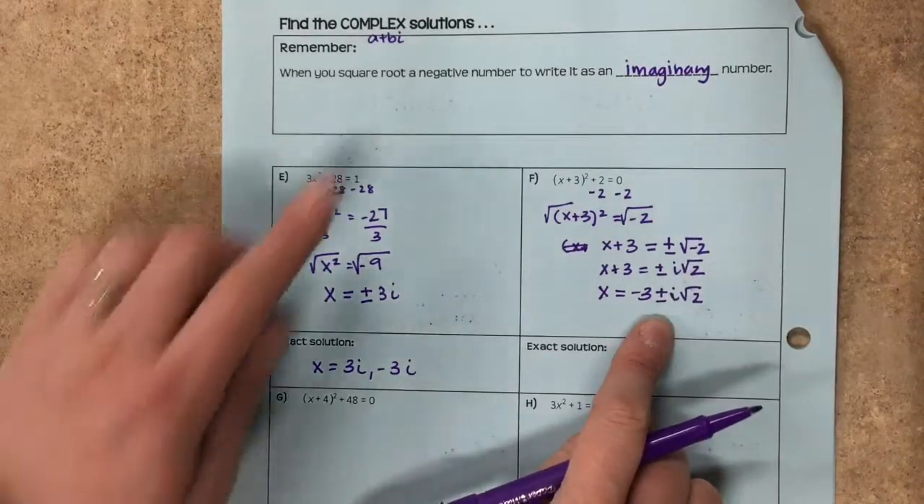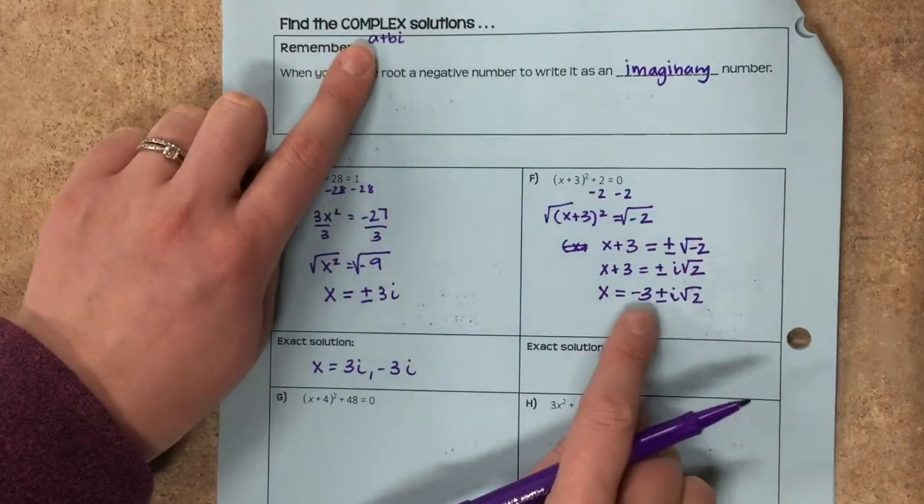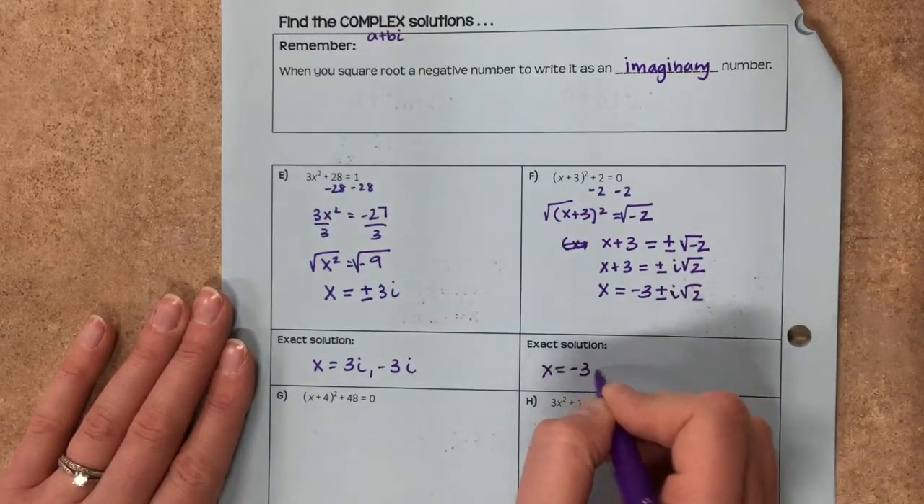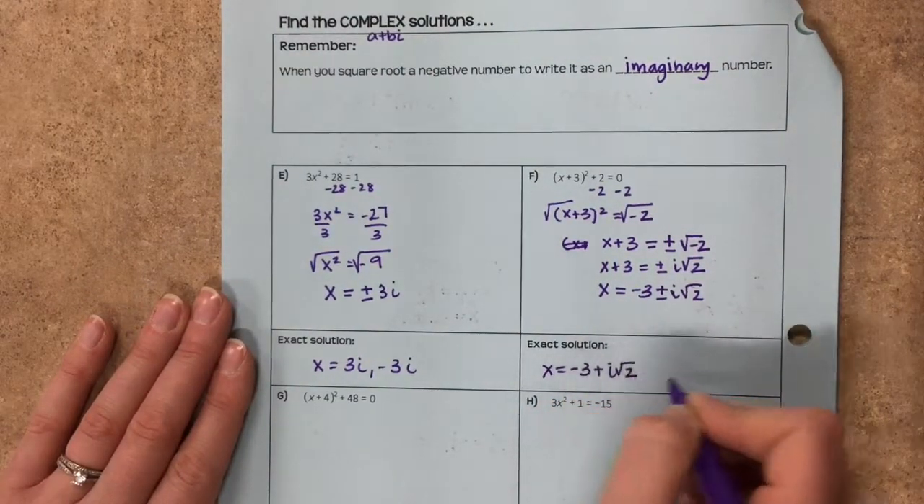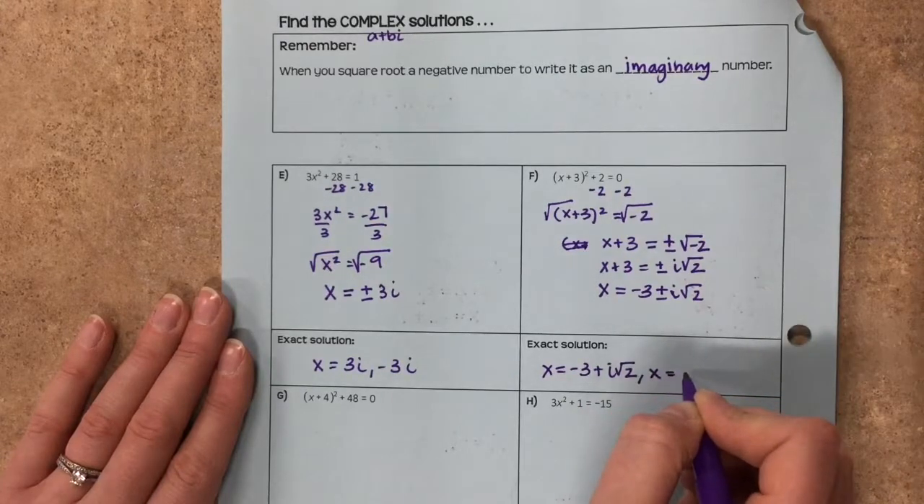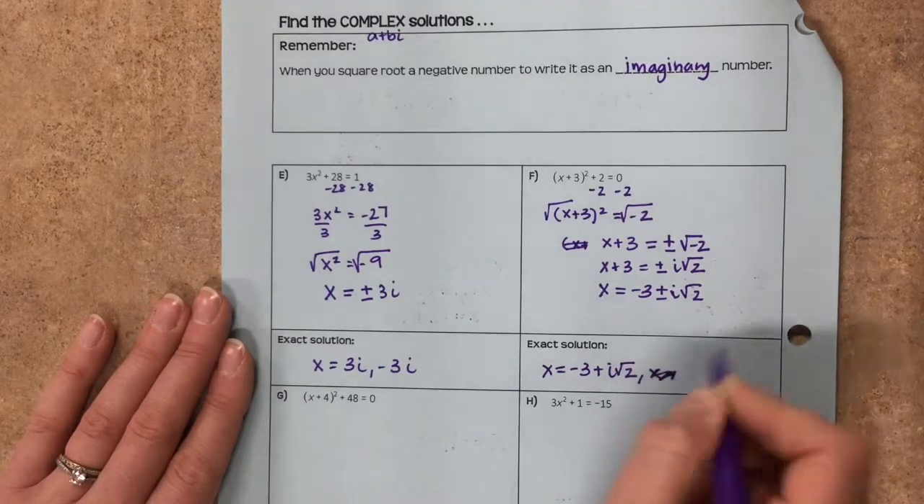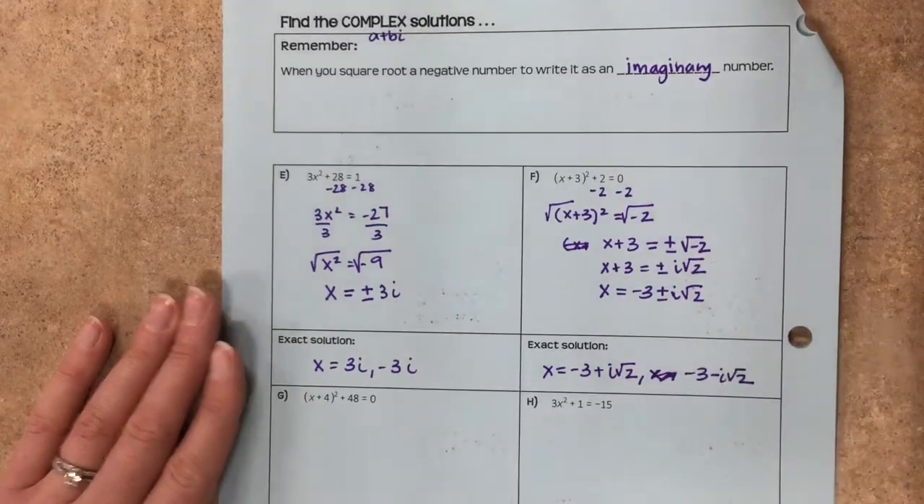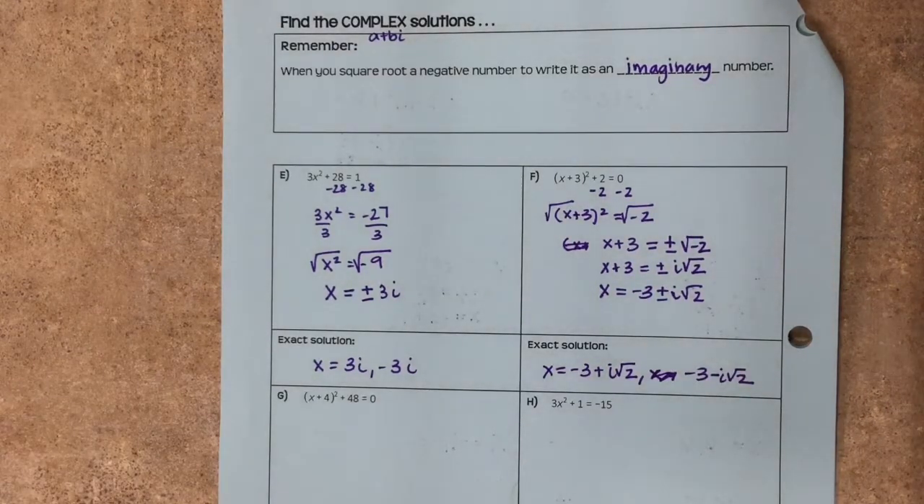Notice we usually leave it in this form because we want it like our complex number, our real number first, and then the imaginary. So x equals negative 3 plus i square root of 2, and x equals negative 3 minus i square root of 2. Go ahead and pause for a second. Try G and H on your own.